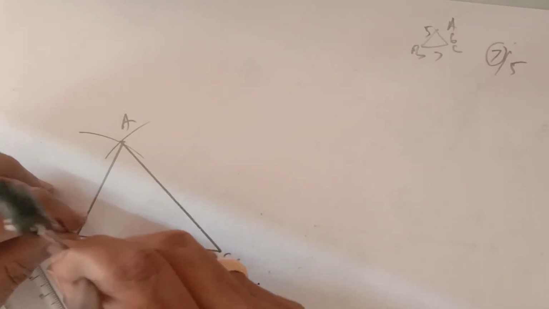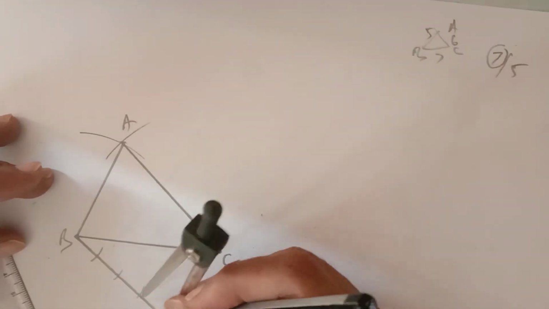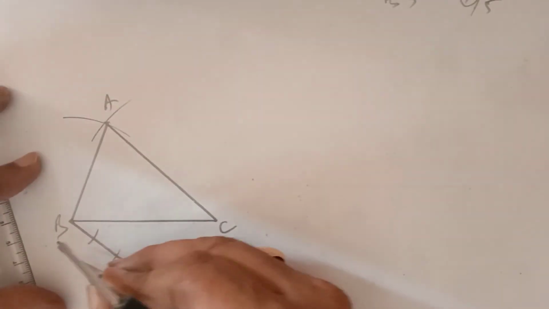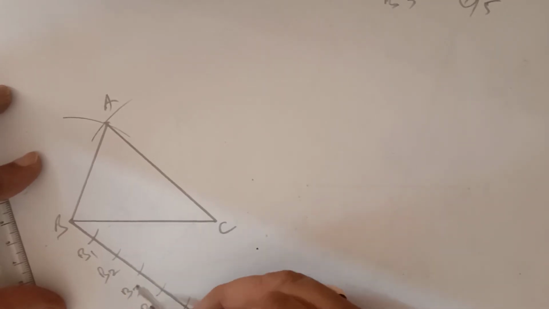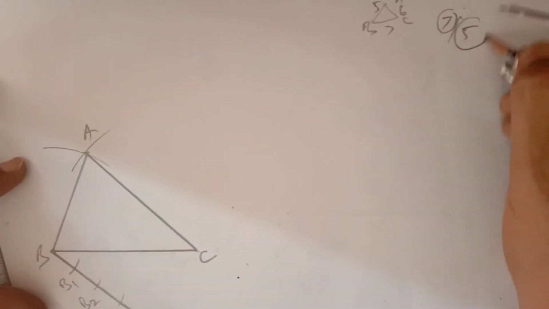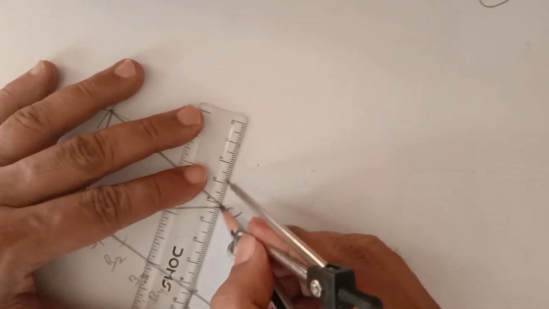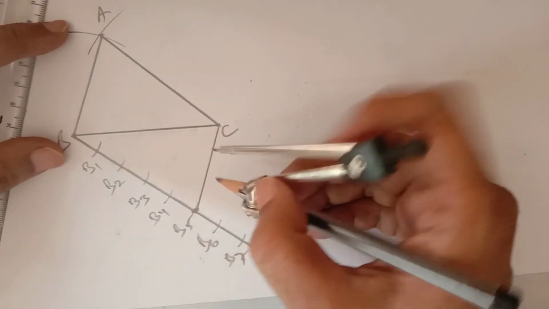तो 7 equal parts. 1, 2, 3, 4, 5, 6, 7. So let us call it B1, B2, B3, B4, B5, B6, B7. अब इसको किससे ज्वाइन करना है? जो डिनोमिनेटर वाला पार्ट होता है 5, तो 5 से ज्वाइन करना है. Now at B7 you have to draw a line parallel to B5C.